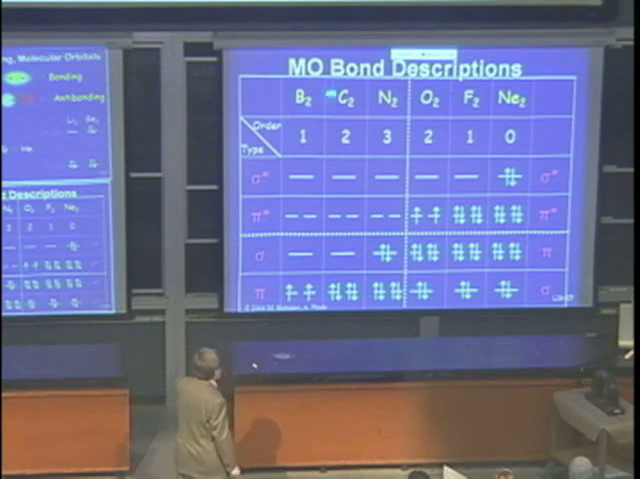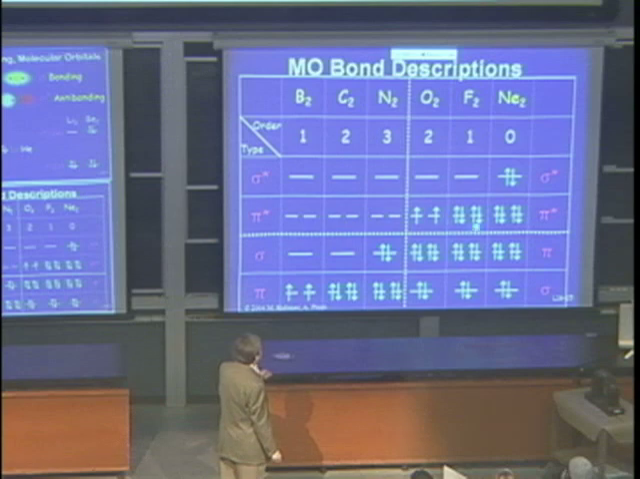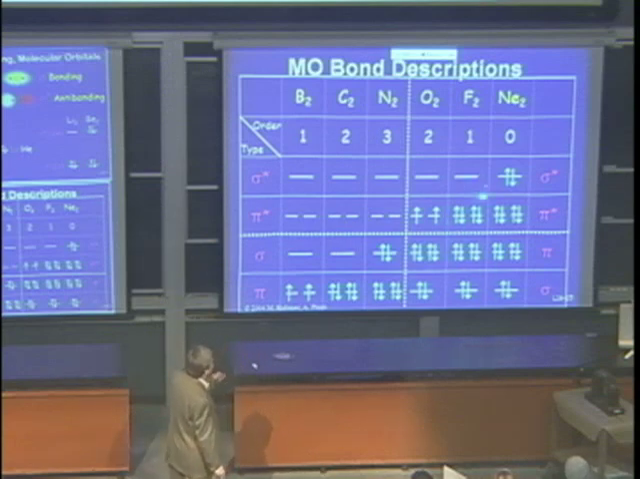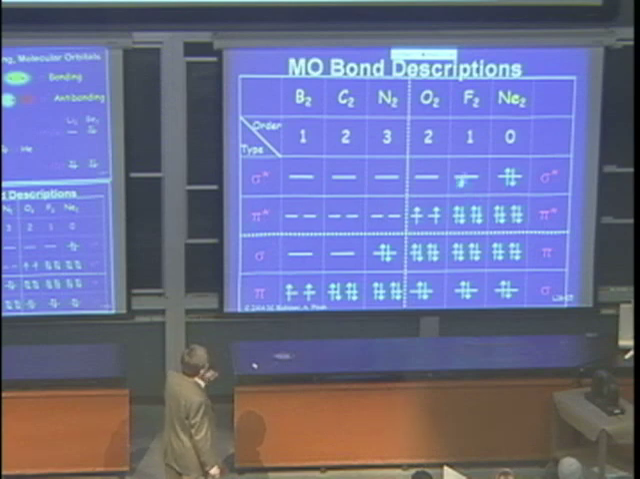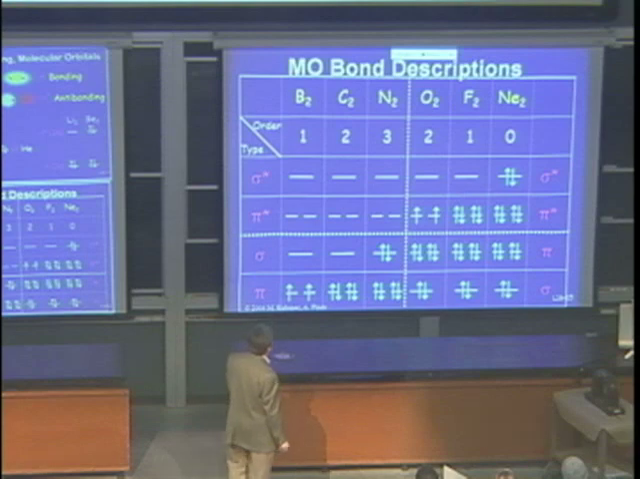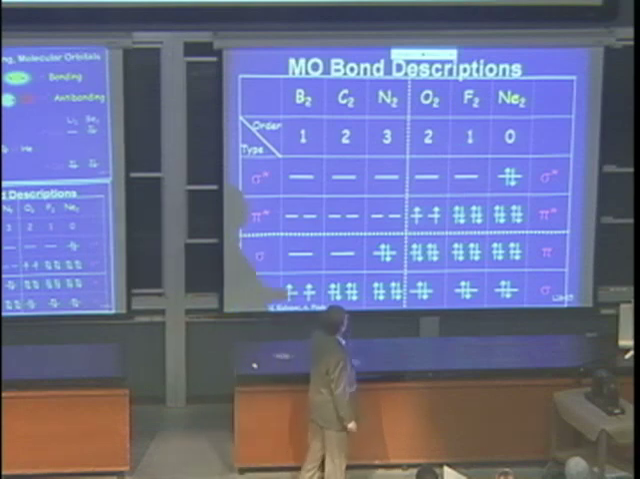Fluorine has 1, 2, 3, 4, 5 p orbitals. So you fill them 6 in the bonding and 4 in the antibonding pi. You first fill them, and then you go to the next one. So 6 minus 4 is 2, divided by 2 is 1, bond order 1.